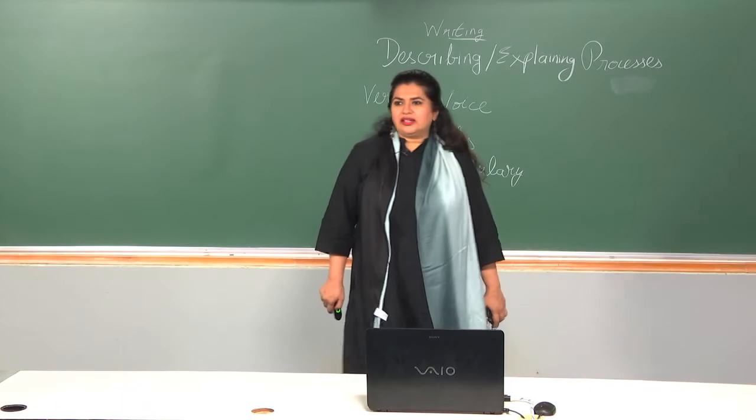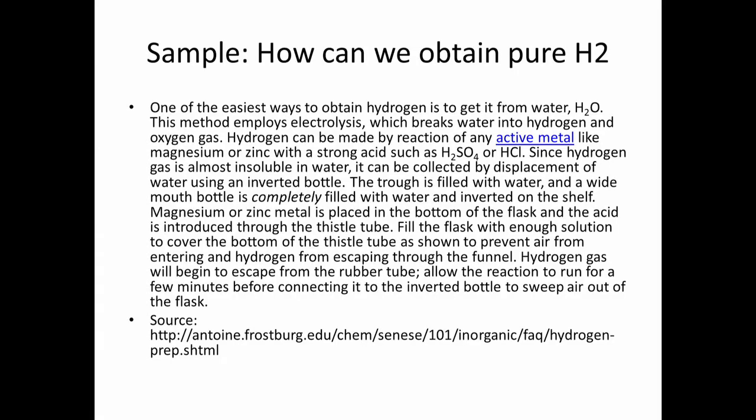Look at the slide here and read the passage with me. This is a sample text titled, "How can we obtain pure hydrogen?" This is a process. One of the easiest ways to obtain hydrogen is to get it from water, H2O. This method employs electrolysis, which breaks water into hydrogen and oxygen gas. Hydrogen can be made by reaction of any active metal like magnesium or zinc with a strong acid such as sulfuric acid or hydrochloric acid.